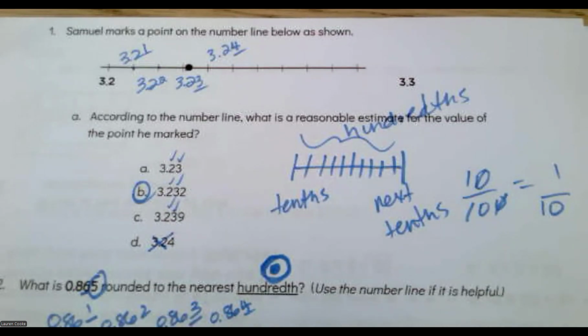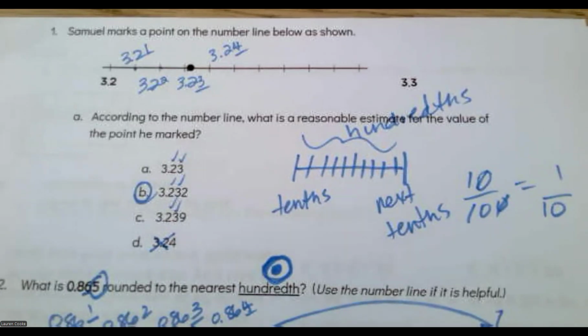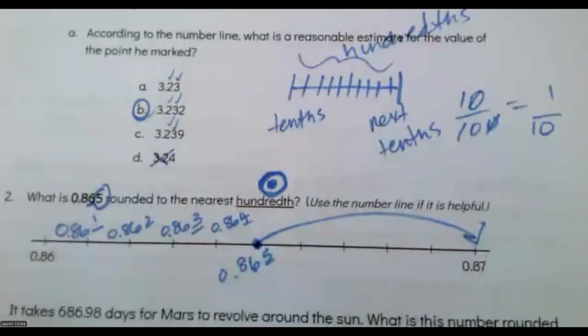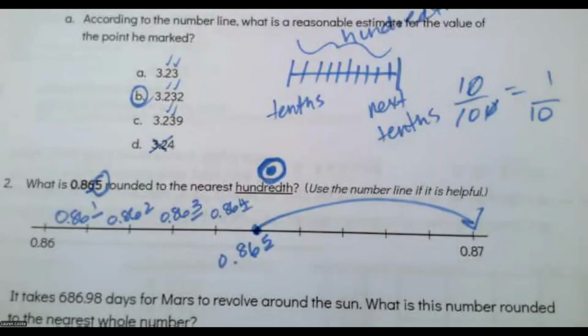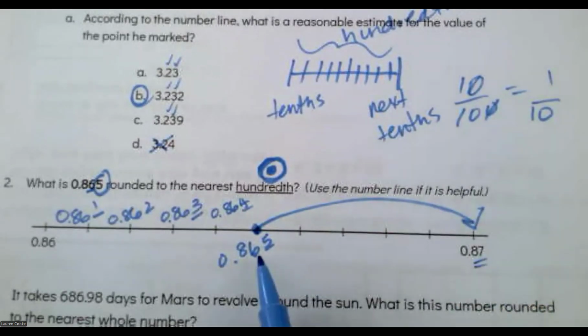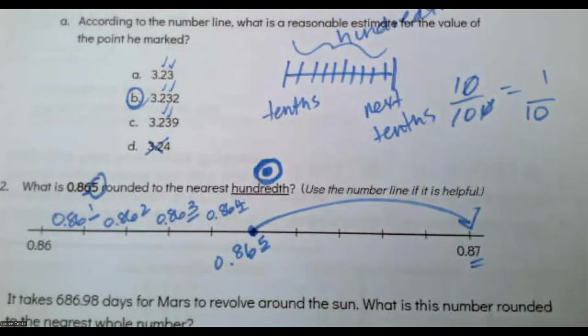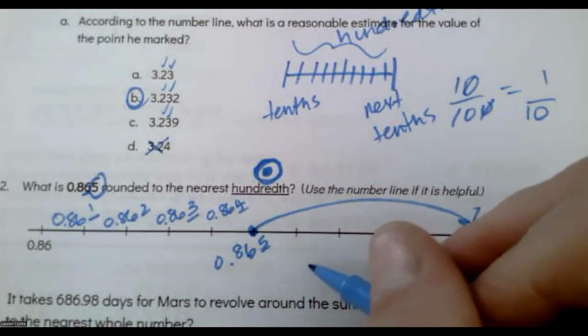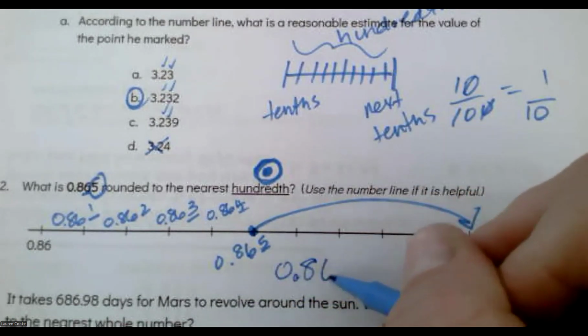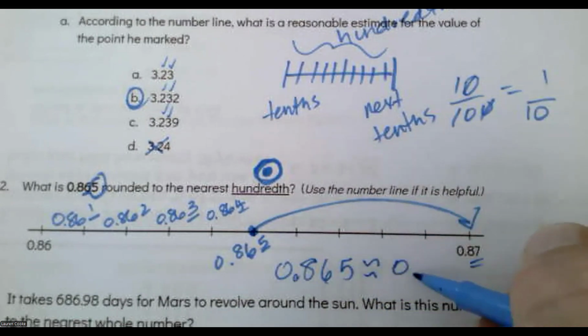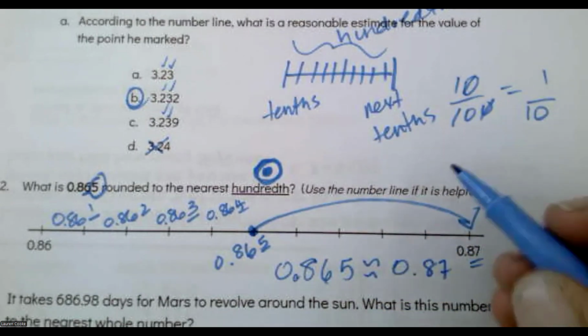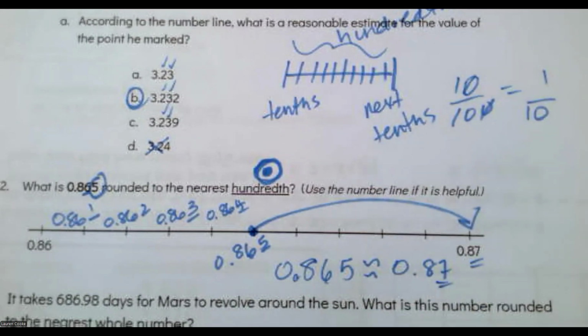And when it is half or more, we raise the score. And so we have now moved it to 87 hundredths because 865 thousandths is at that halfway mark, so we round it up. So I'm going to write: 865 thousandths rounds to 87 hundredths. And that's the target place value I wanted.